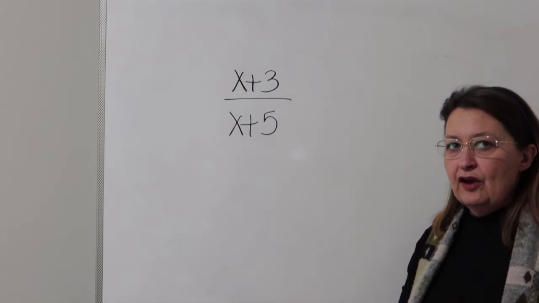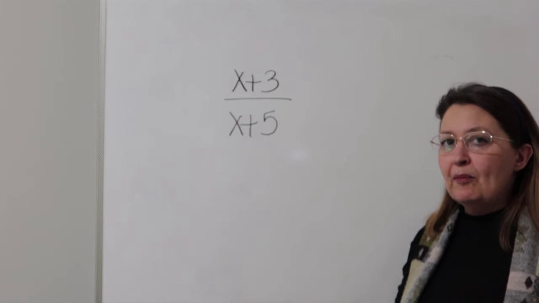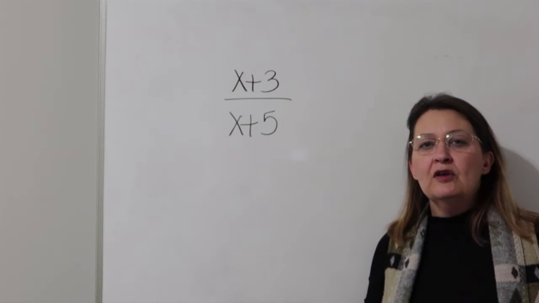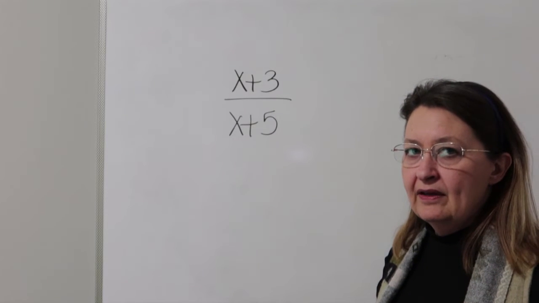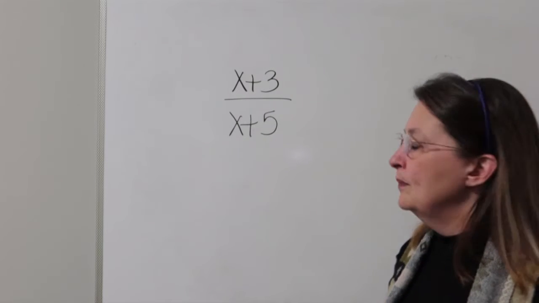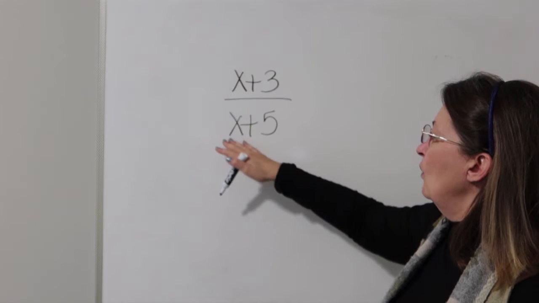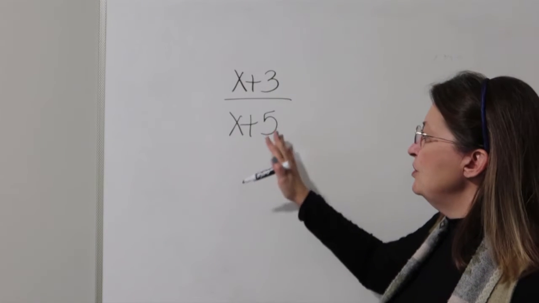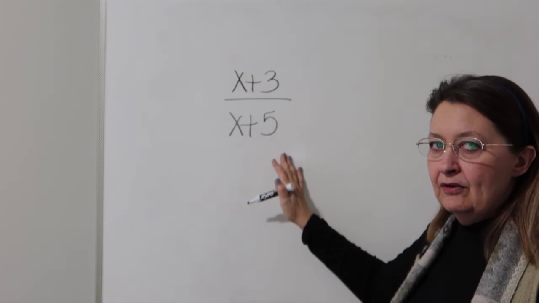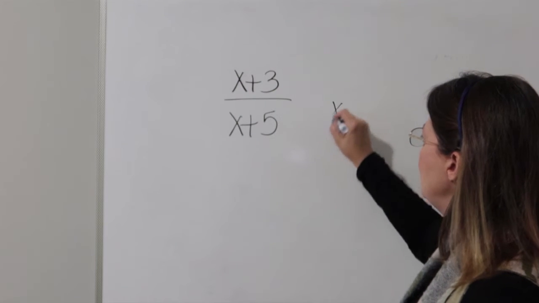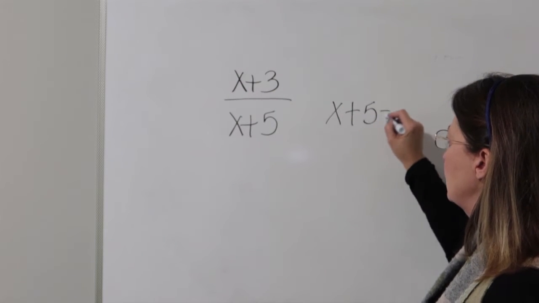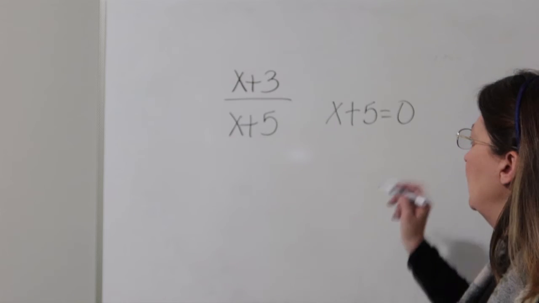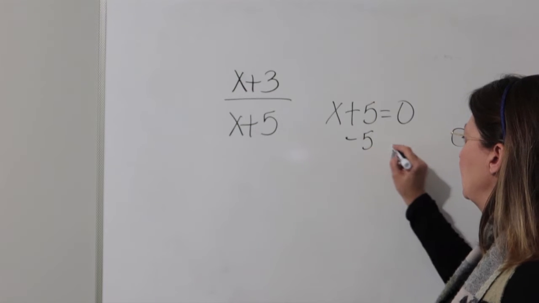x plus 3 over x plus 5. Now remember, you've not been asked to solve this or simplify it or anything else. You've only been asked, when is this undefined, or to limit your domain. Well, when is your denominator going to equal 0? So what you do is you take your denominator, just like it is, and you set it equal to 0. Let's find out when this will happen. And we're going to solve it.